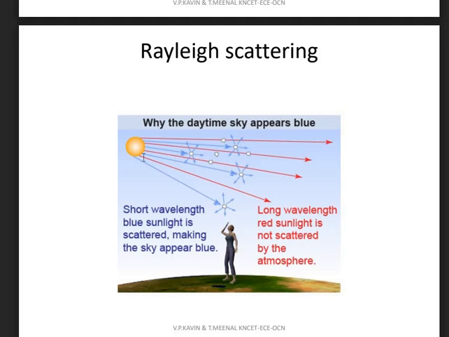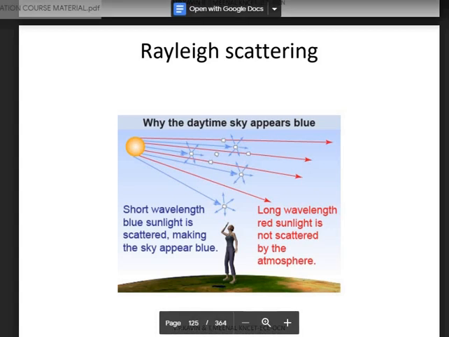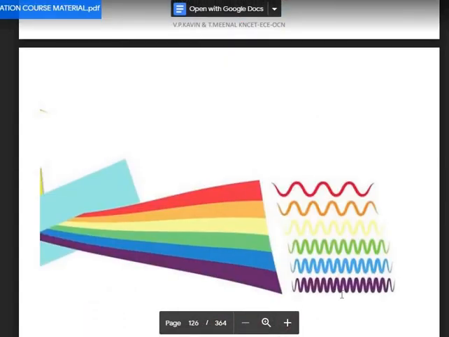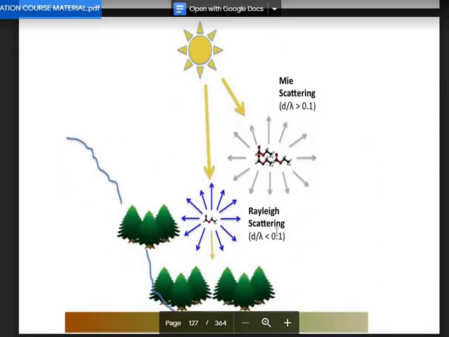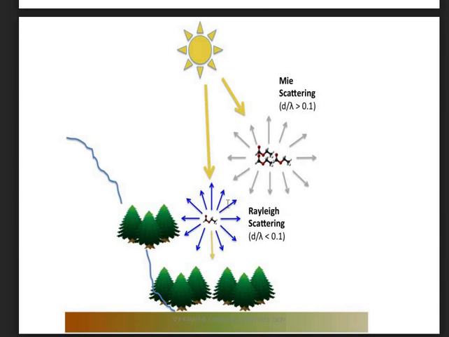Why does the daytime sky appear blue in color? Because the short wavelength blue sunlight is scattered, making the sky appear blue. The long wavelength is red color, and the red color is not scattered. So this is the Rayleigh scattering. Next we can see about the Mie scattering.